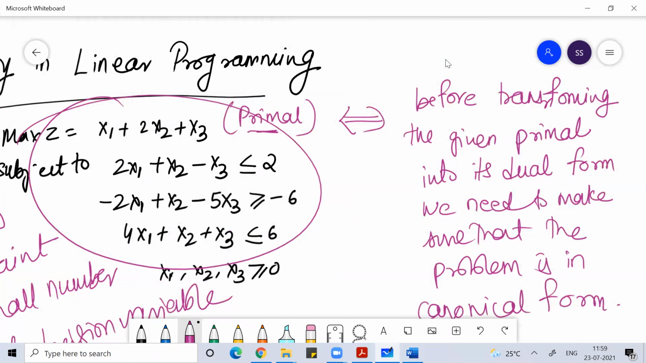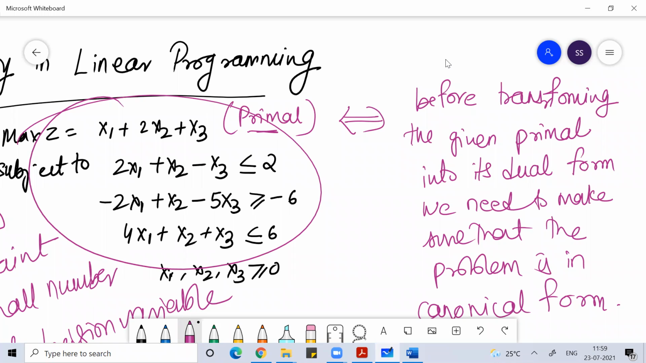Canonical form means what, sir? Before you transform the given primal into dual, whenever you have a problem, normally this question doesn't come in Bangalore City, frankly speaking. I'm simply doing it because I have to in the course. Otherwise, Bangalore City doesn't ask questions based on this. So if you have a primal and you are interested in a dual.